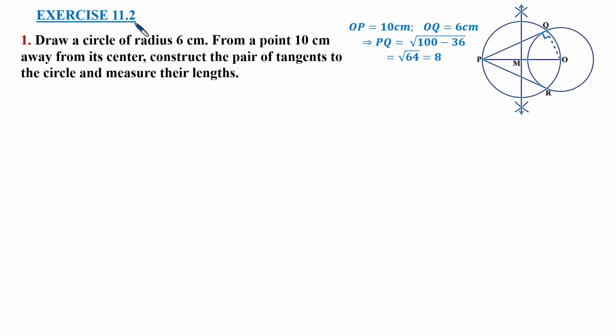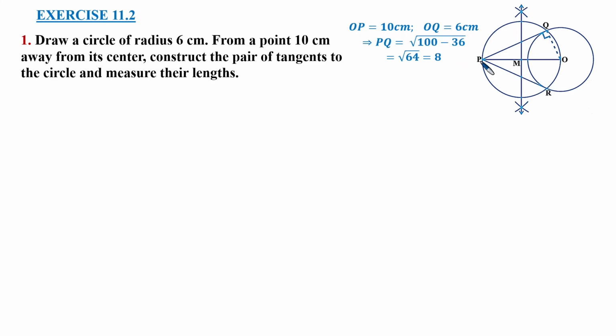Now exercise 11.2 of your textbook. Draw a circle of radius 6 centimeters. From a point 10 centimeters away from its center, construct a pair of tangents to the circle and measure their length. So from the center to this point is 10 centimeters. Again you bisect this, and with the midpoint of O to P, you draw a big circle with this radius and it will intersect here and here. So these are the tangents. You now draw from P to wherever it is intersecting, and again the same from P to the other intersection.